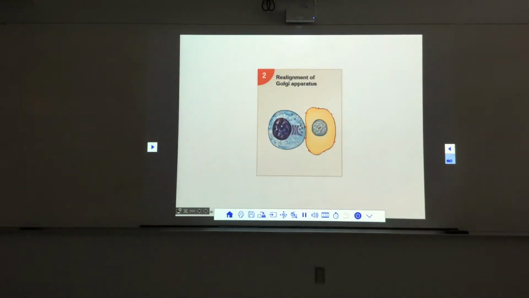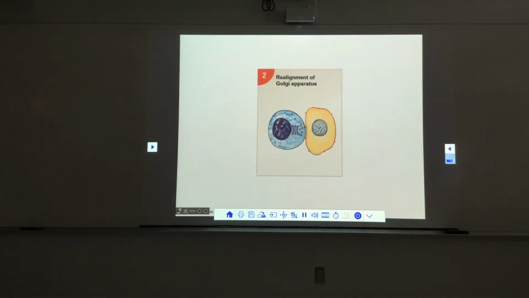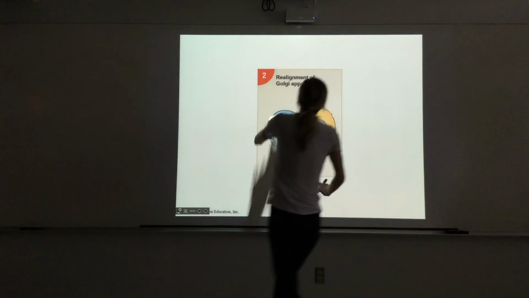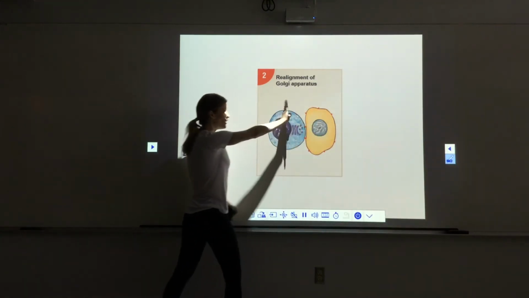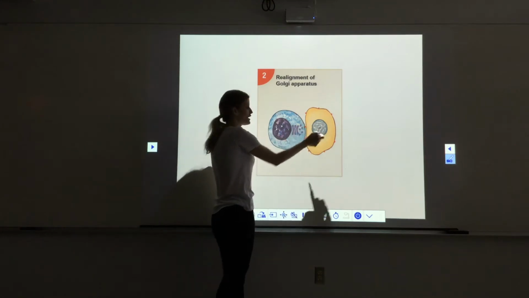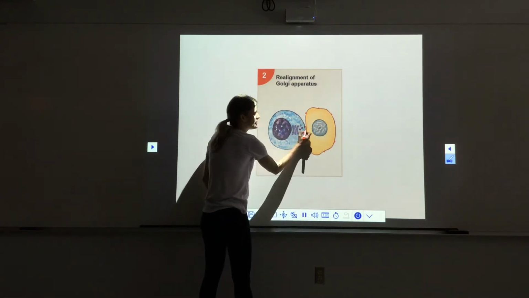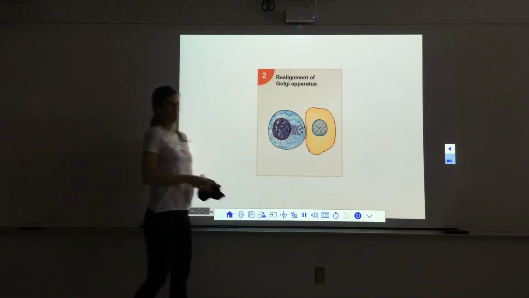Now notice the Golgi apparatus. Look at it here, look at it here. The Golgi apparatus moves. So the Golgi will move until it's facing the target cell, because we want these porphyrins and granzymes to be released directly across from the abnormal cell.